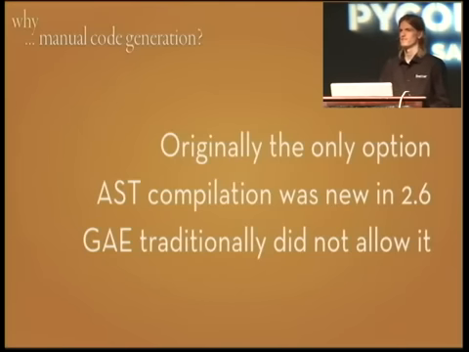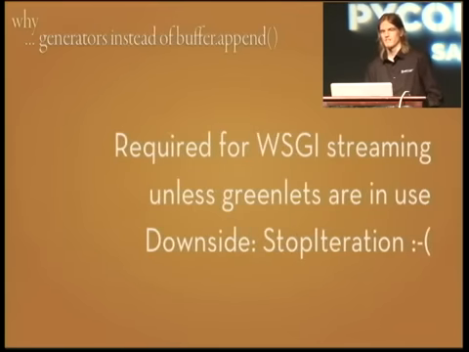And this one is using AST nodes instead of actual code generation. The generators instead of buffer append is for WSGI. The problem there is if you by accident have a StopIteration as part of the template evaluation, it will just stop rendering the template. And this is a good example of why you should not have in-band signaling. So StopIteration to signal the end of an iterator is, in this case, really painful to deal with.